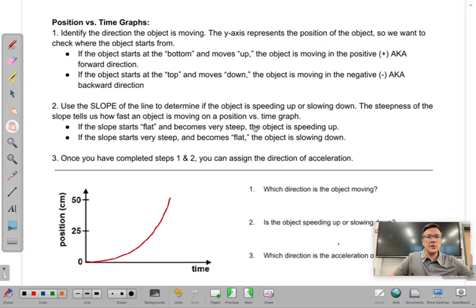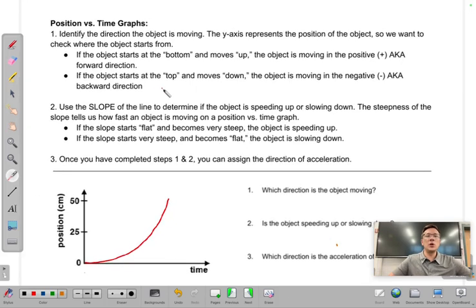So the first thing that we want to do with a position versus time graph is identify the direction that the object is moving. That's key here. In a written description, it generally tells us. In a motion map, it can be pretty obvious with the way the arrows are pointing. Sometimes with a position versus time graph, it can be harder to determine which direction it's moving.